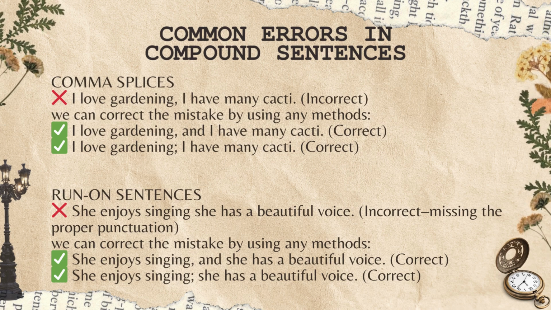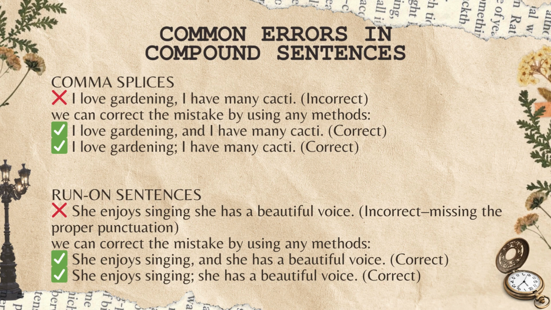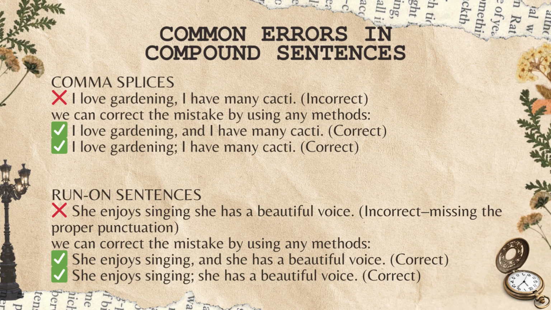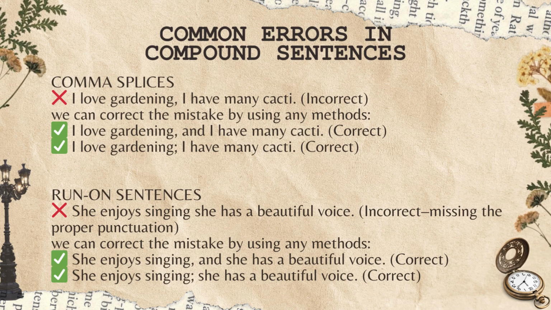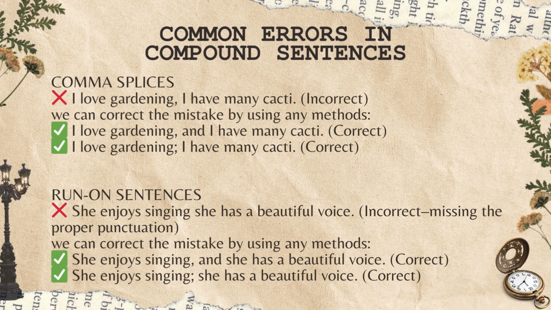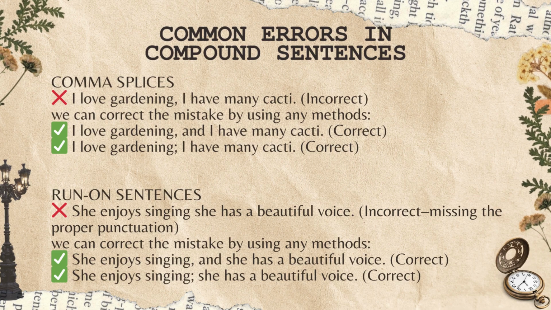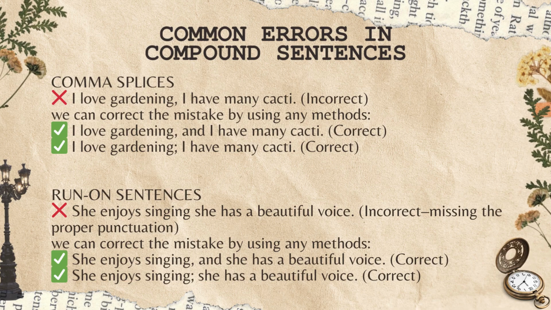Run-on sentences. She enjoys singing she has a beautiful voice. Incorrect, missing the proper punctuation. We can correct the mistake by using any methods. She enjoys singing and she has a beautiful voice. Correct. She enjoys singing. She has a beautiful voice.